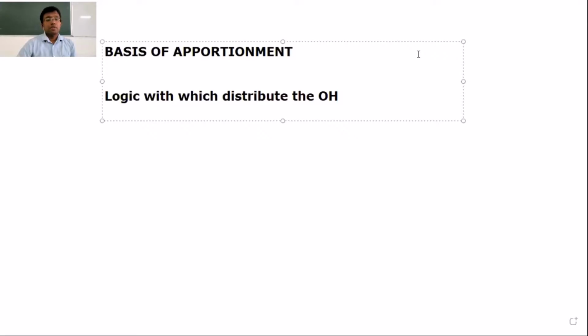But can you go on not recovering the indirect cost? You cannot do that as well. At some point of time, you have to recover the indirect cost, and you will have to charge it back from the products or from the services that you are rendering. That logic is what you refer to as apportionment or allotment. When you have to apportion the cost, how do you go about it? There are certain bases with which you would distribute the overhead.